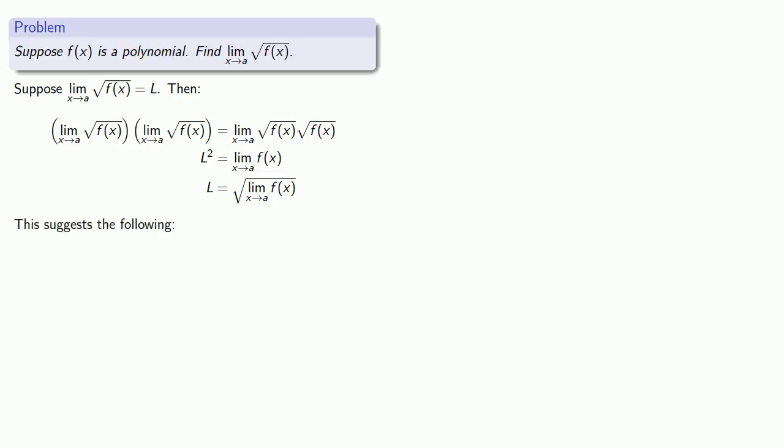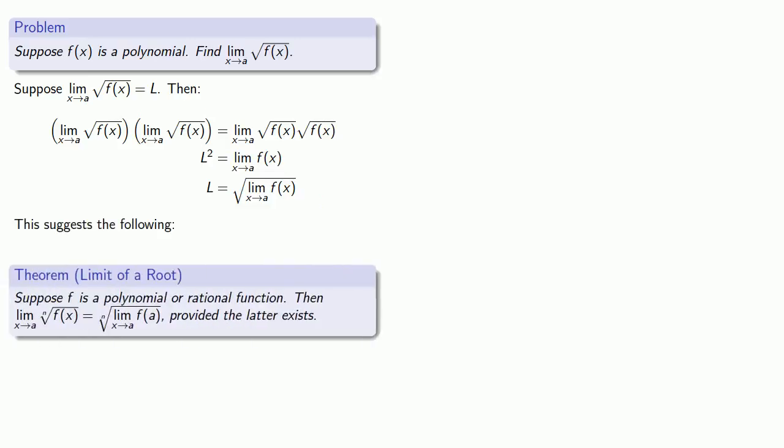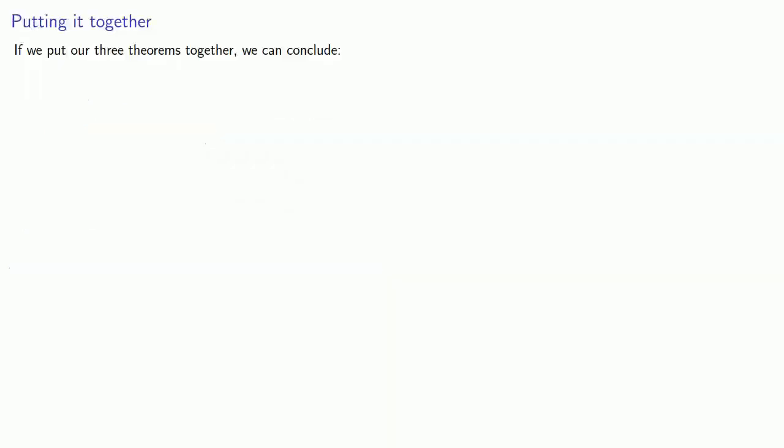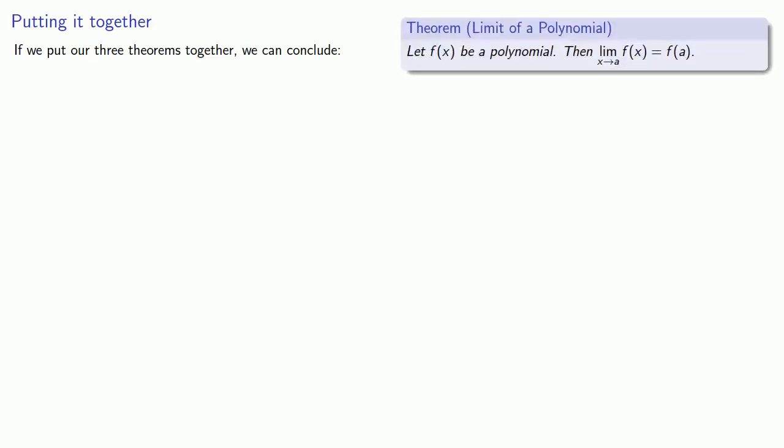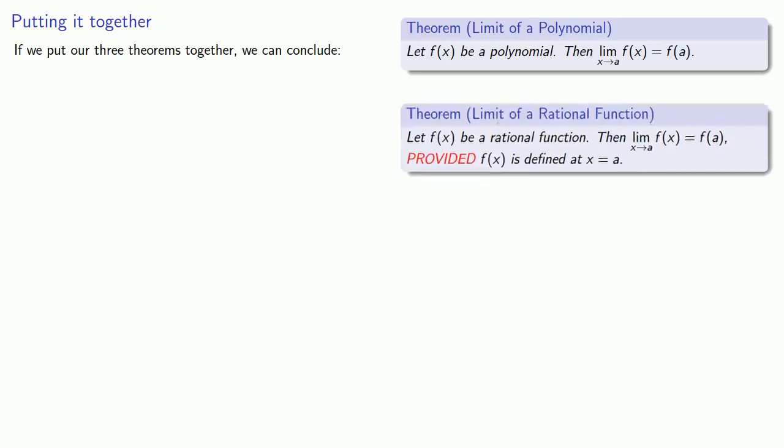And this suggests another important limit theorem. Suppose f is a polynomial or a rational function, then the limit as x approaches a of the nth root of f of x is the nth root of the limit, provided that the latter exists. And if we put these things together, it tells us that we can find the limit of a polynomial by evaluating it at the limiting point. We can also find the limit of a rational function by evaluating it at the limiting point. We can also find the limit of a root function by evaluating it at the limiting point.